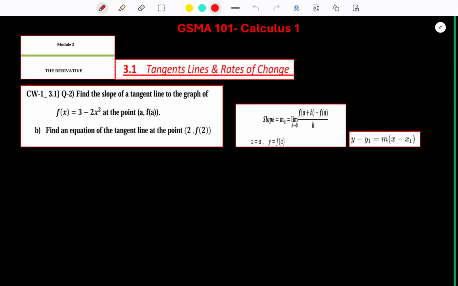Today we'll be solving exercise 3.1, which is tangent lines and rate of change. I'll break everything down step by step so it's easy to follow for you.